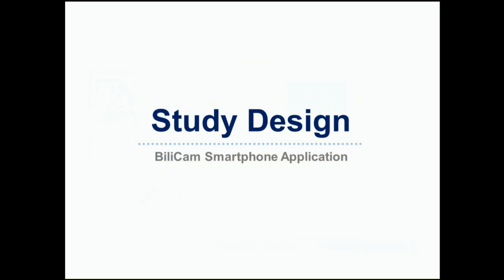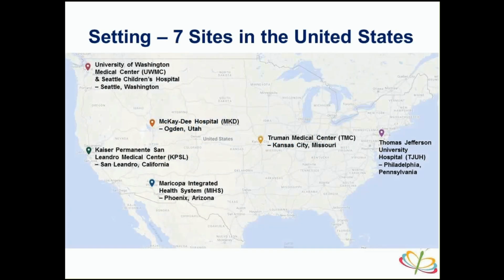Okay, so now I'm going to continue on with study design. We have our settings. This study took place at 7 different institutions across the United States. Obviously, I have a map here. We have institutions in Pennsylvania, Missouri, Utah, California, Arizona, as well as Washington.